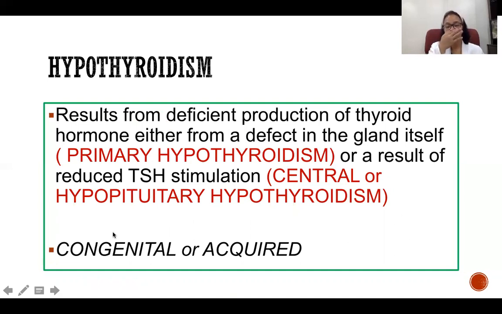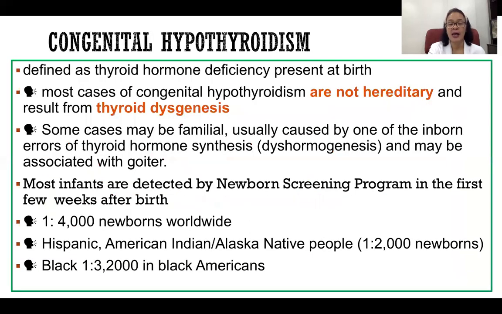So what happens if there is deficiency in the production of thyroid hormone? It could be a primary or a central hypothyroidism. When you say primary hypothyroidism, the deficiency in the production of the thyroid hormone is due to a defect in the gland itself. Whereas the central hypothyroidism is a result of reduced TSH stimulation. So it could be congenital or acquired.